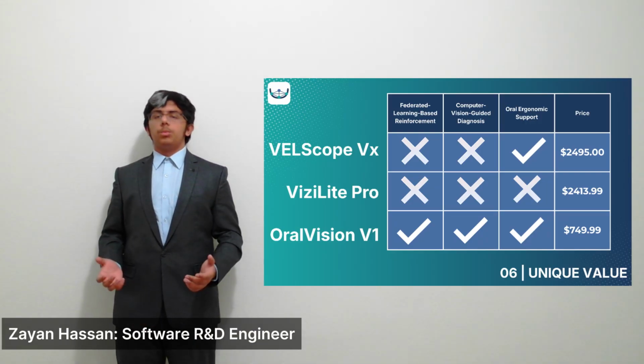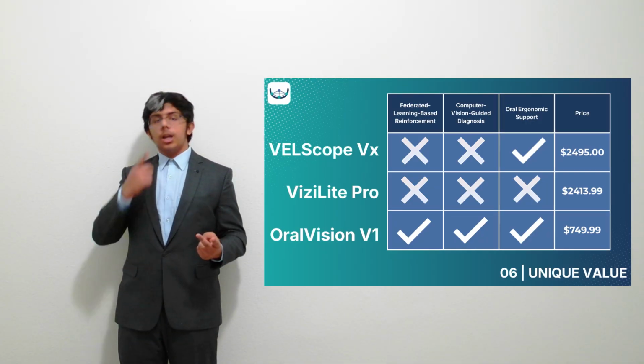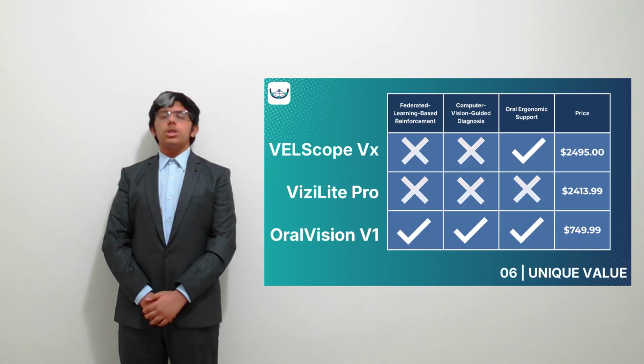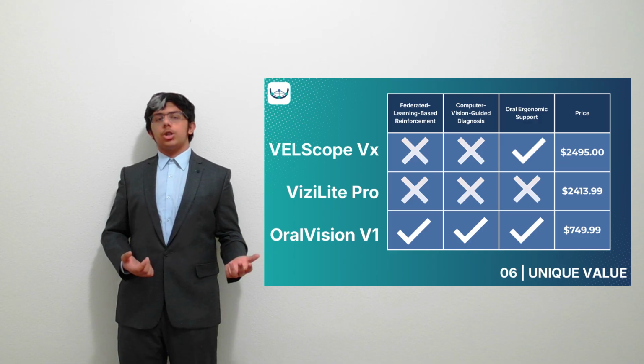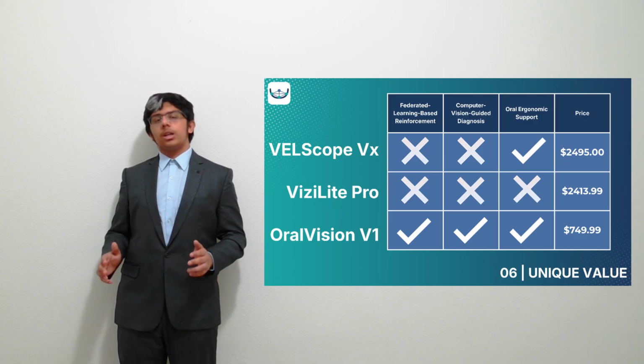OralVision has a variety of unique features that competitors like Velscope and VisiLight don't offer. For instance, OralVision employs federated learning to constantly reinforce its AI model by collecting HIPAA-compliant patient data, while competitors lack any mechanism for diagnostic improvement.